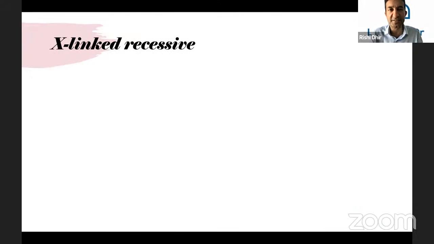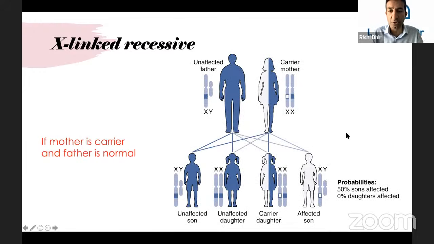X-linked recessive. So this would typically be your Duchenne's muscular dystrophy, your hemophilia patients. If the mother is a carrier and the father is normal, what happens to children? So 50% of the sons affected, 0% of the daughters affected.